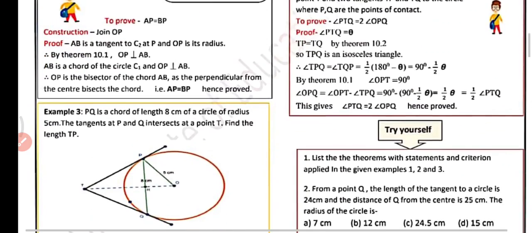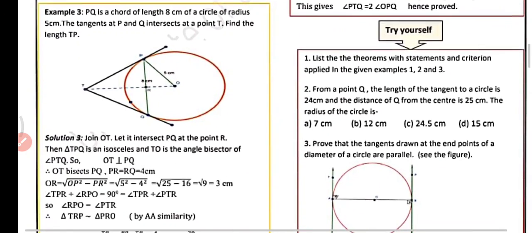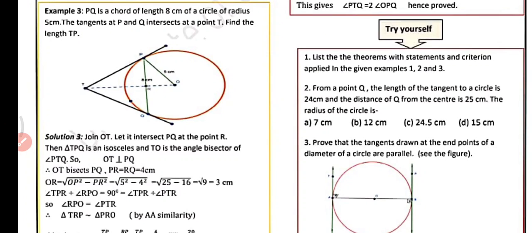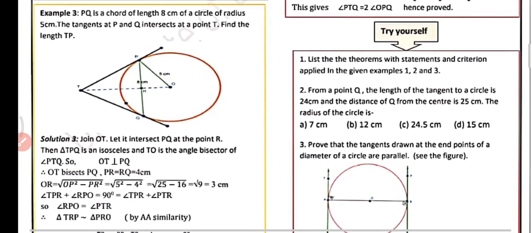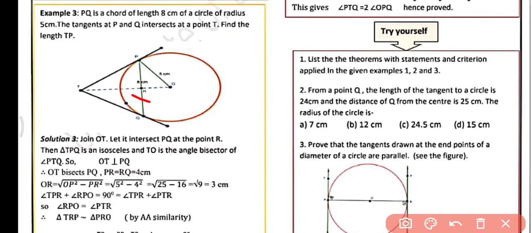So now we have example number 3. PQ is a chord of length 8 cm of a circle of radius 5 cm, and the tangents at points P and Q intersect at point T. Find the length of TP. You can see PQ is the length of the chord, which you can see in green color on the screen, and its length is 8 cm. We are given that the radius is 5 cm, and the tangents at P and Q intersect at point T. This is point T. Now we need to find the length of TP.